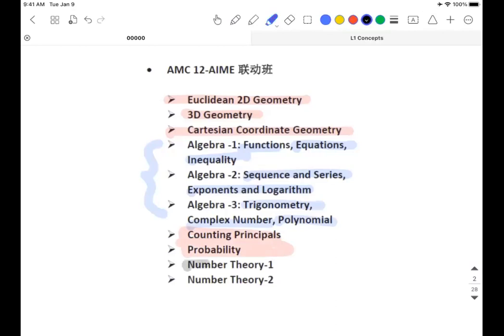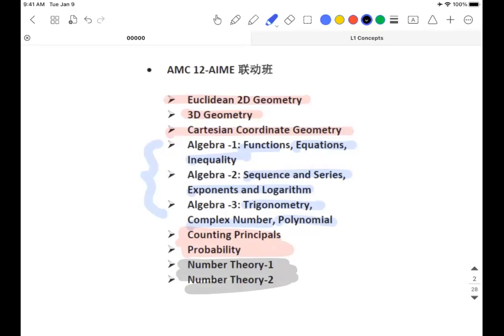Last but not least is number theory. Number theory is the most challenging and most unfamiliar concept, especially for North American students, because in regular school we barely talk about number theory. Especially for AMC, there are certain theorems and properties that you have to learn before you can go to the math competition. If you really have no idea what the concepts and theorems are, it will be very challenging for you to handle the AMC-related problems.